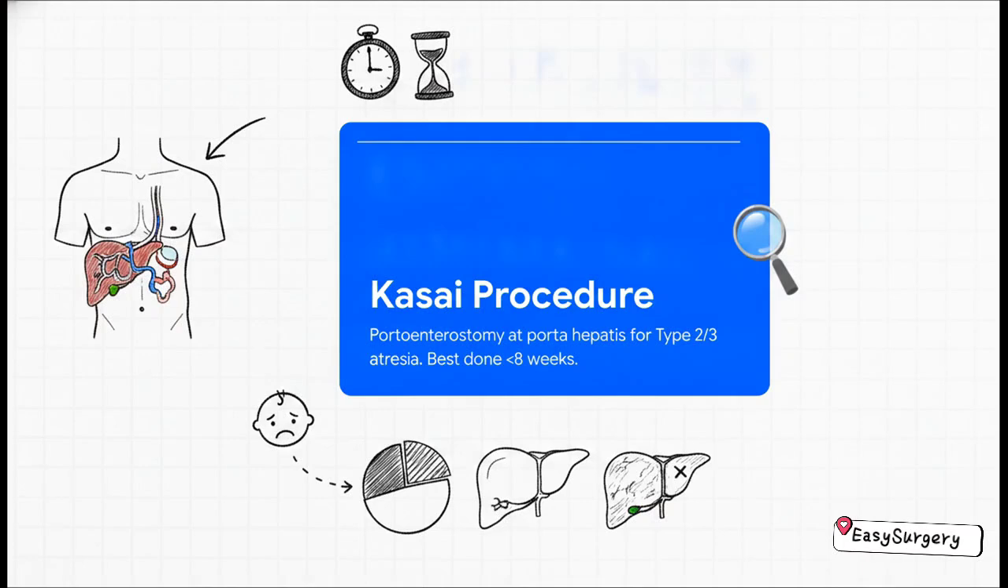But here's the tragic reality of this disease. Despite a perfect Kasai procedure, progressive fibrosis still happens in about 20 to 30% of these kids, meaning this remains the #1 cause for pediatric liver transplants.